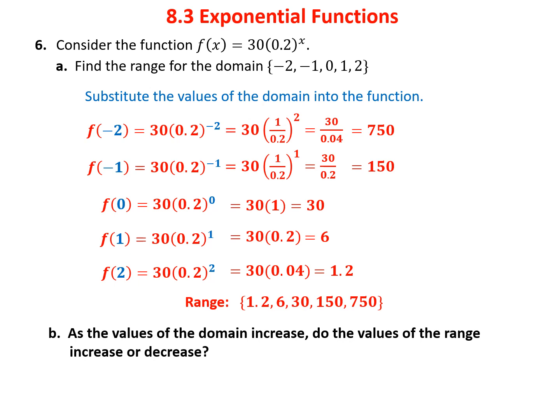So notice my range now is 1.2, 6, 30, 150, 750. Notice I just simply wrote the range in numerical order from least to greatest, not in the order I got them from the domain. Question: as the values of the domain increase in going from -2 to 2, what happened to my range? Did it increase or decrease? And you can see it went from 750 down to close to 1. So obviously, the range decreases as the domain increases.